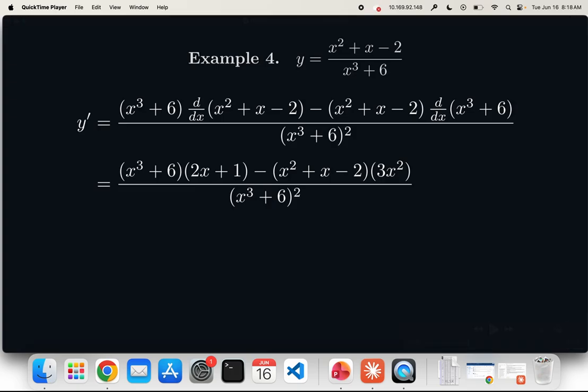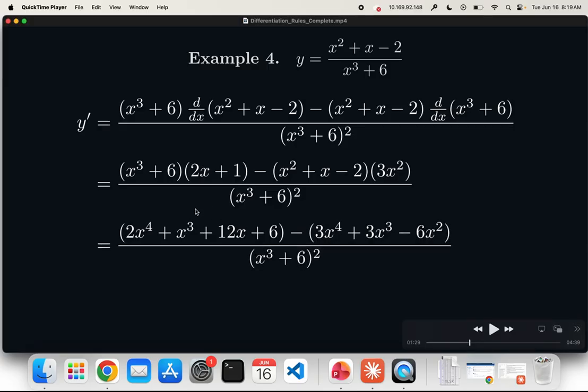And then the rest is the algebra. The first step is the only calculus step. The rest is just algebra. One way of doing this is to multiply everything out. Use FOIL: this times this, this times that, and then this times that. You distribute everything out here as well. So you multiply everything out.